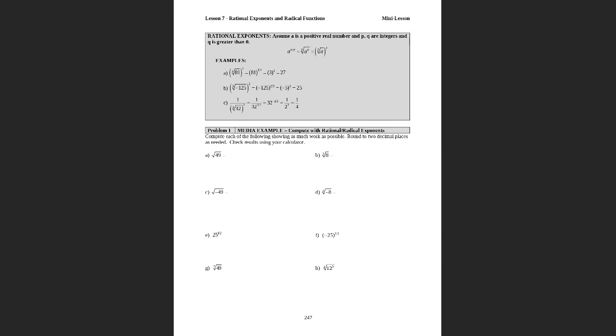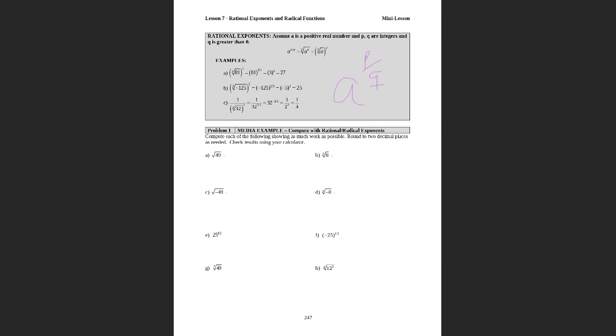All right. Now let's look at rational exponents. Assume a is a positive real number, p and q are integers, and q is greater than 0. So when you have something like that, you are going to have a to the power p over q, like that. Now this is the clue.